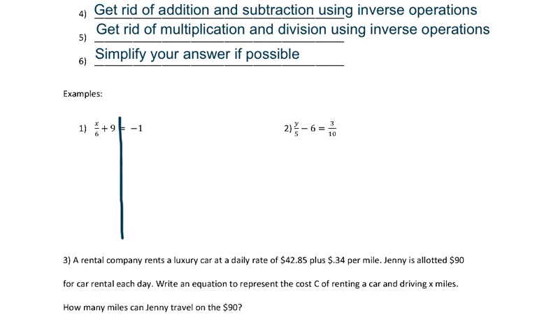Step 3 doesn't apply to this because it says to get the variables on one side. We have the variable x. It's already on one side of my line, so step 3 doesn't apply. Step 4, we need to get rid of addition and subtraction. So I see that I have addition here with the x, so I have to get rid of the addition by using its inverse operation, subtraction. So I'm going to subtract 9 from each side.